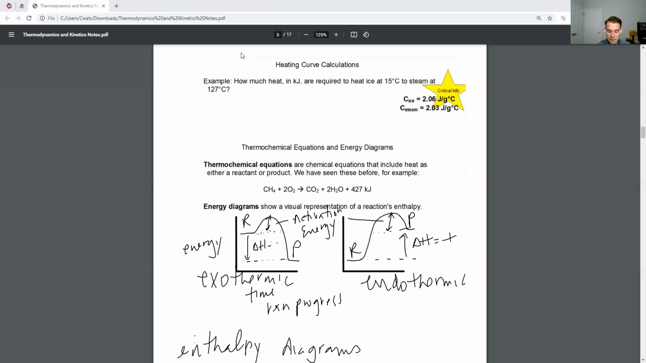And that's it for this module's lesson. So again, the main takeaways: Q equals mc delta T, Q equals n delta H. Those are the two big equations that we looked at today. And doing those calculations on the heating curve that incorporate both those equations, super important.